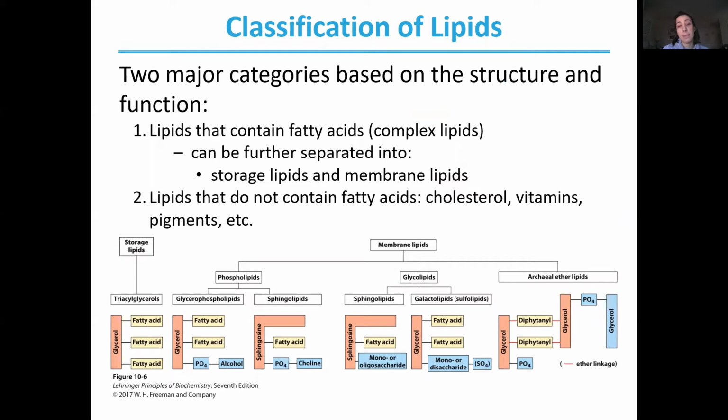Now, when we're talking about lipids, generally they are classified between two major categories. There are lipids that contain fatty acids, and we'll go into what a fatty acid is, but generally lipids that contain fatty acids, these are complex lipids.